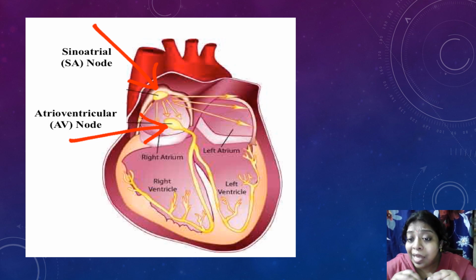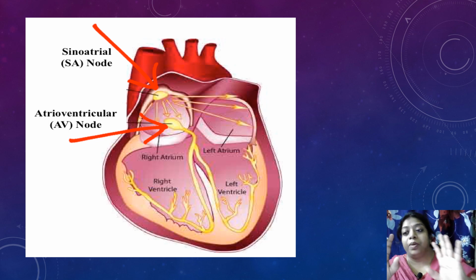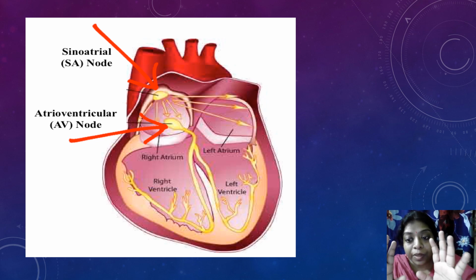So the cells in the sinoatrial node will produce electrical impulses, regulating the lub-dub, especially the rhythm of the sound of the heart. These impulses help in the contraction of the four chambers of the heart.